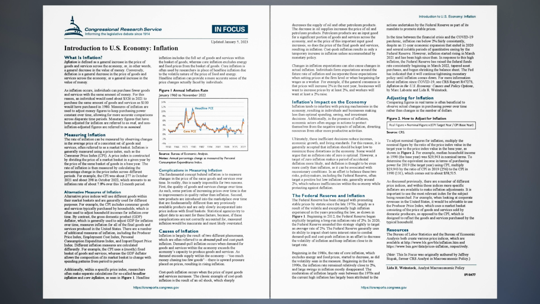Additionally, within a specific price index, researchers often make separate calculations for so-called headline inflation and core inflation, as seen in Figure 1. Headline inflation includes the full set of goods and services within the basket of goods, whereas core inflation excludes energy and food prices from the basket of goods. Core inflation is often used by researchers in place of headline inflation due to the volatile nature of the price of food and energy. Headline inflation can provide a more accurate sense of the price changes actually faced by individuals.